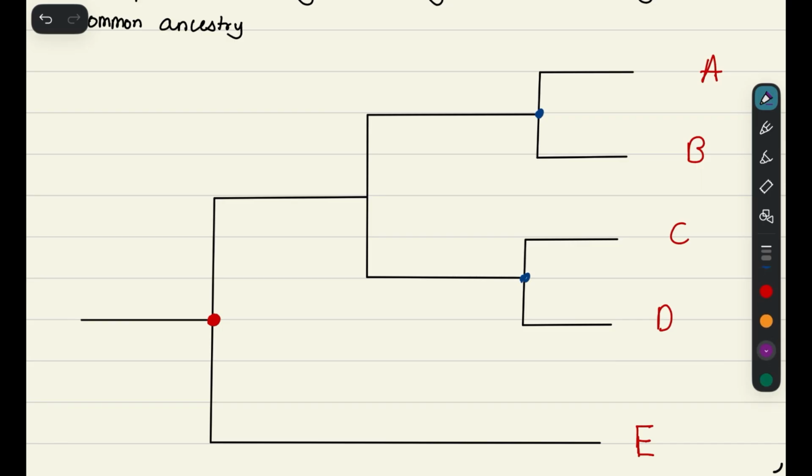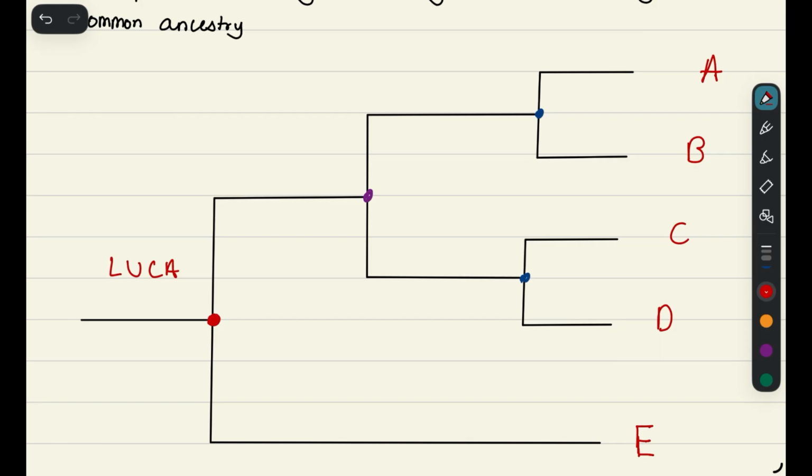If we take it a step back, you can see here this is a common ancestor between A, B, C, and D. So all of these have this purple one as a common ancestor, right? And then in red, we have a common ancestor between A, B, C, D, and E. Whenever you have a diagram, we call this the LUCA, or the last universal common ancestor. That's a very important one to be able to notice.